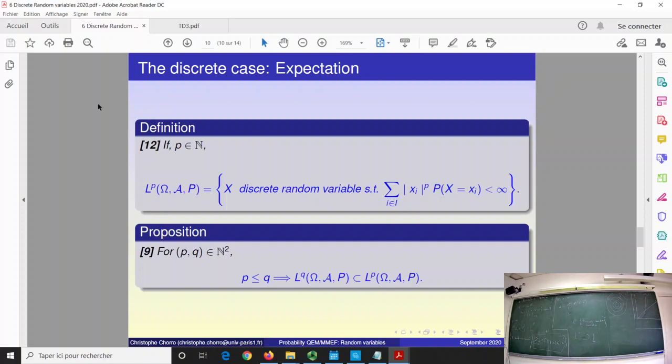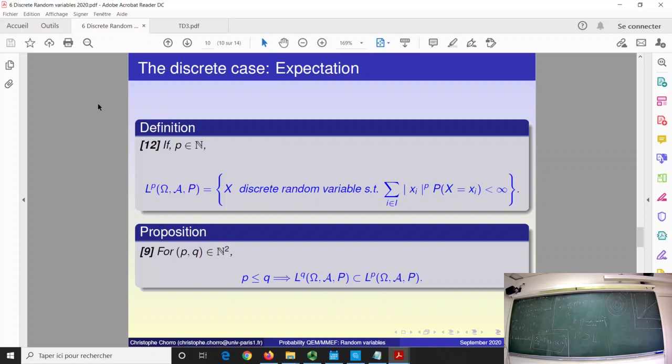No. The LP spaces are sets of random variables. You have inside random variables, so you have inside mappings from omega into R. You don't have probability inside. I just said that with my definition here, what I call LP of omega AP, that is a notation, is a set of discrete random variables fulfilling this particular condition. So you have inside discrete random variables. You don't have probabilities, you have nothing like this, okay?